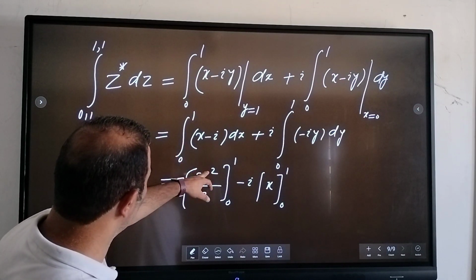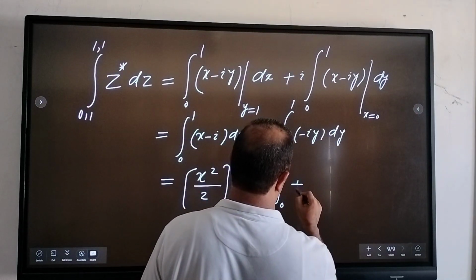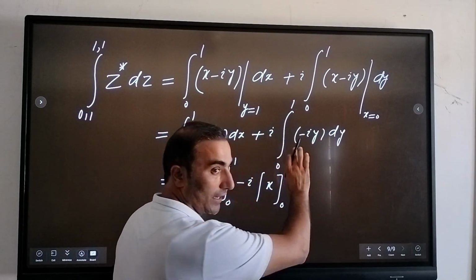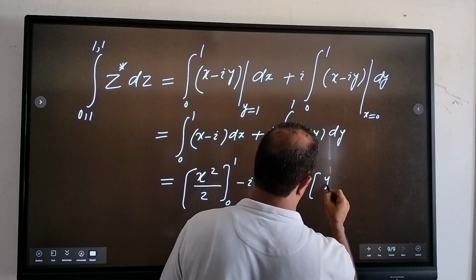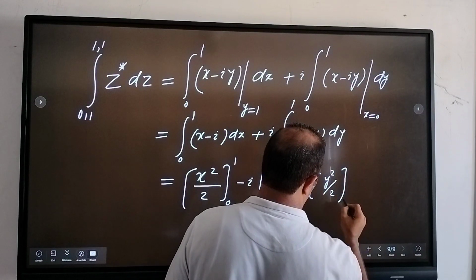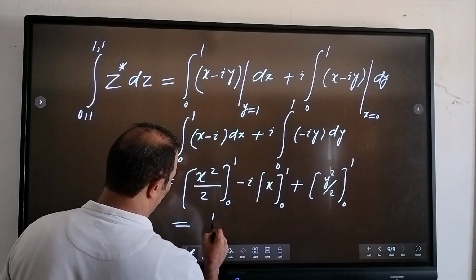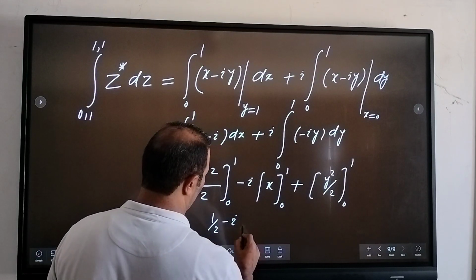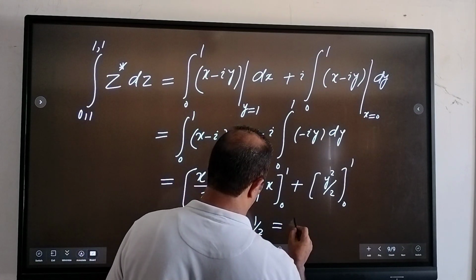Okay, so this will be x square by 2 and this will be iota x. Okay, that's it. And plus, because this will be plus here, because iota square is minus, and this will be minus plus, and this will be y square by 2. So this will be equal to 1 by 2 minus iota plus 1, that is equal to 1 minus iota.